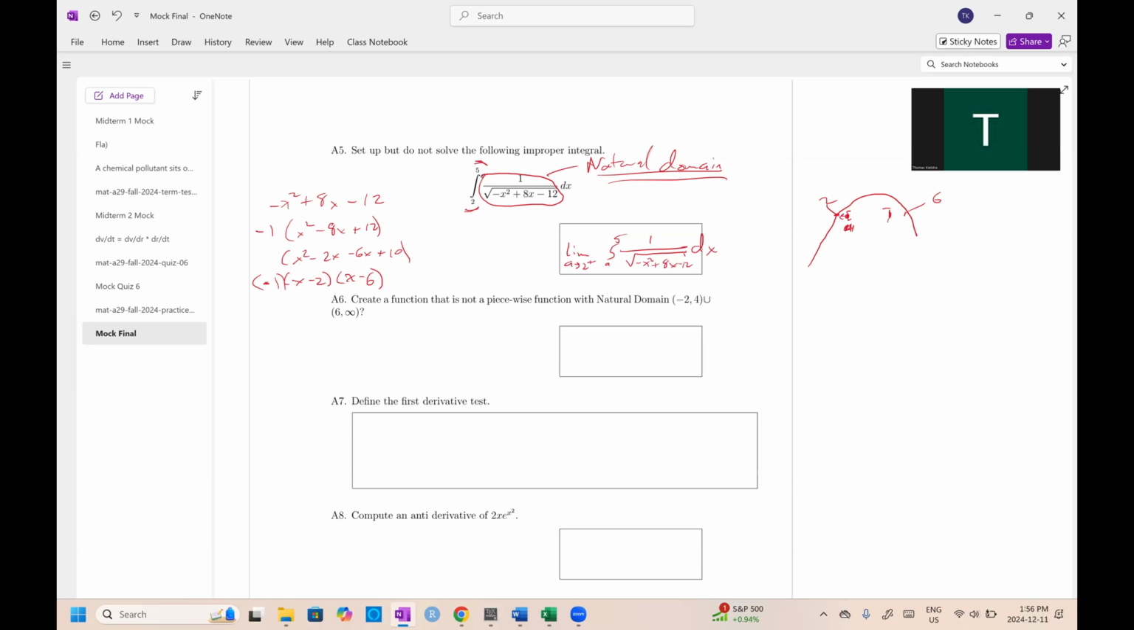The 5 is just fine. We don't need to change the bound for 5, but we do need to change the bound for 2 because I can't divide by 0, and this square root will be 0 when x equals 2.